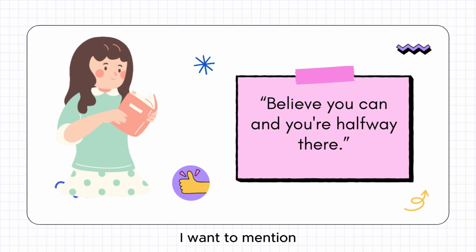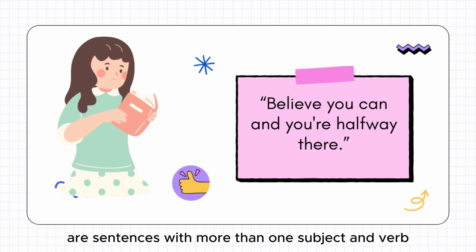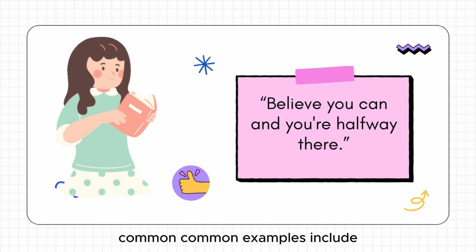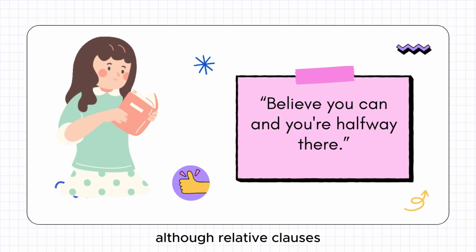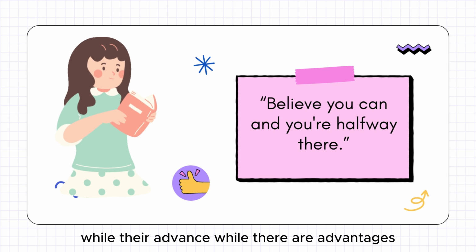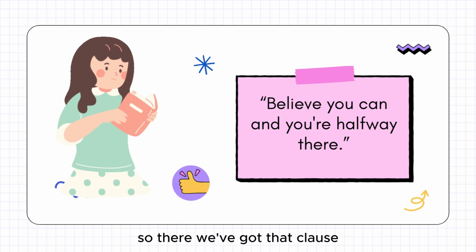Point number 4 I want to mention: understanding complex structures. Complex structures are sentences with more than one subject and verb. Common examples include sentences with connectors like and, but, although, and relative clauses. For instance, while there are advantages, the disadvantages are greater. So there we've got that clause.